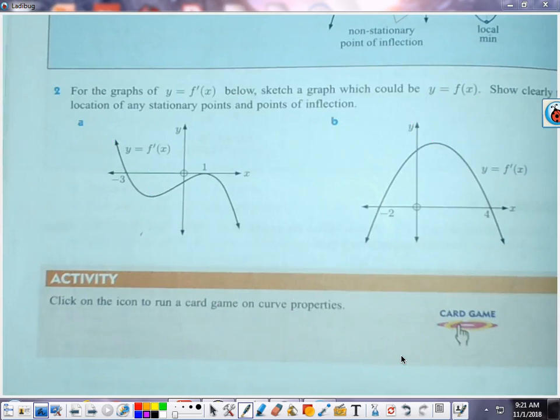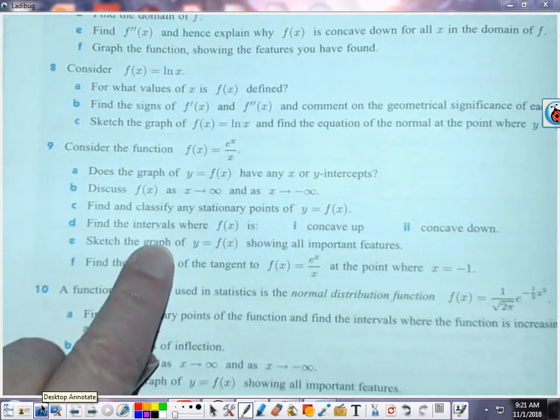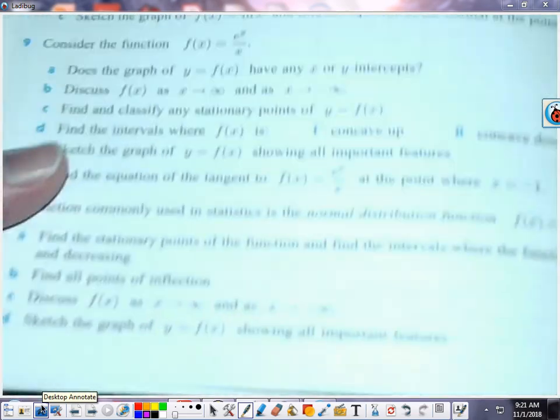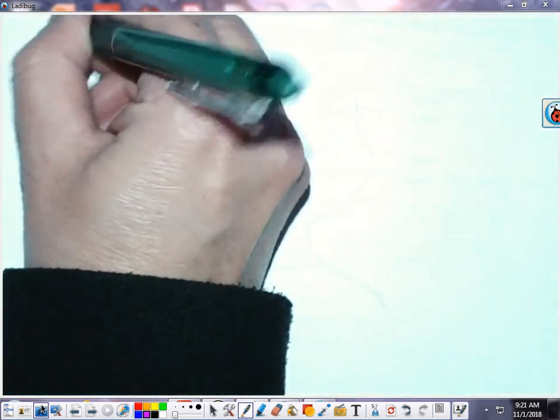Let me get rid of this. You think 9 would do better on the whiteboard or paper? Paper? I really don't care. And this is 9? Yes. Let's see what we got. So this is 9 on 16D.1.